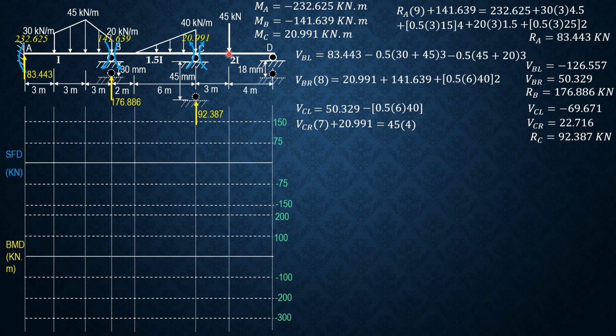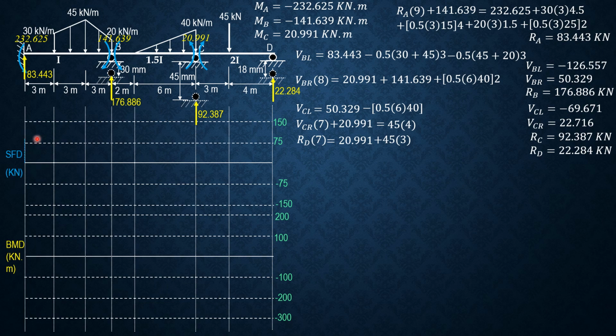Finally, the reaction at D, we sum up moment about C equals 0. Reaction at D times 7 equals 20.991, then plus 45 times 3. So RD is equal to 22.284 kilonewtons. So that's the shear. The shear at D, therefore, just to the left is negative 22.284. So let's now have the reaction at D, then have the shear diagram.